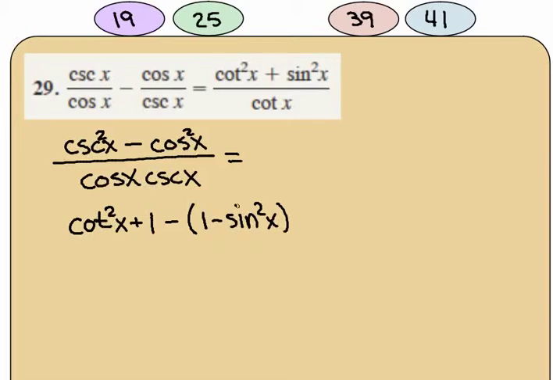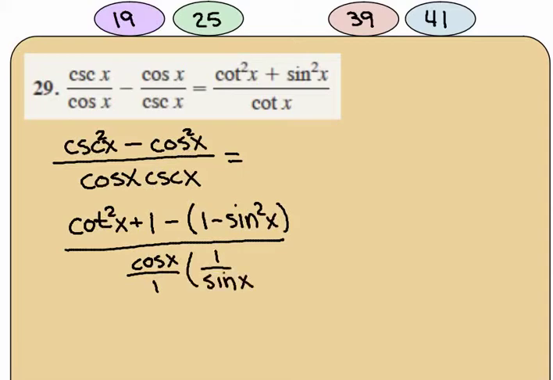The reason I did that is because I know on the right side I'm trying to find things with cotangent and sine in it. So that's why I'm going to plug in stuff that helps me look like that right side. On the denominator here, we still have our cosine x and cosecant, which we can write as cosine x over 1 times 1 over sine x. That's going to help us in a bit, because that'll turn into what we want to see.